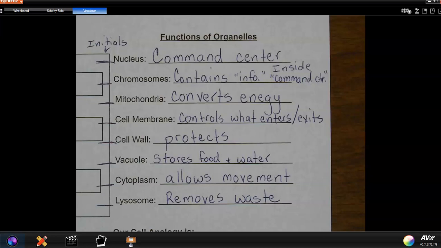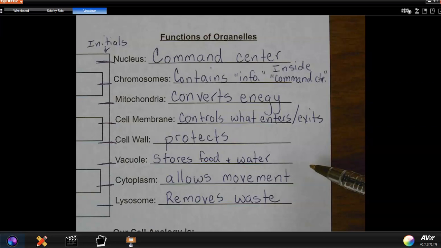All right, guys, this is part 2 of your cell poster instructions, cell poster part 2. You should have already gotten your functions for your organelles in your last video. If you didn't, you can just pause it now and get them. So in this one, we're going to do a couple of things.